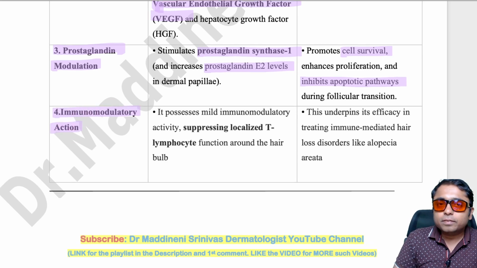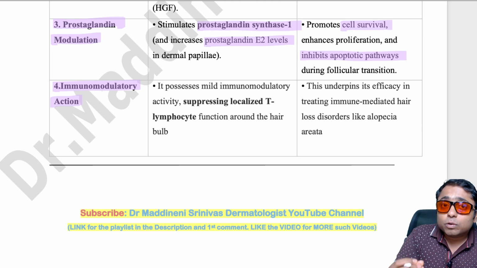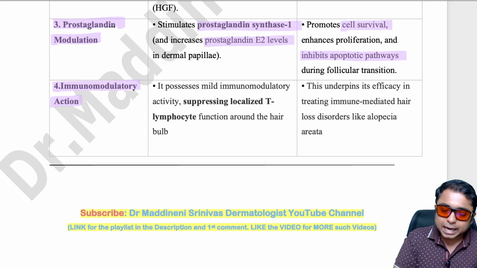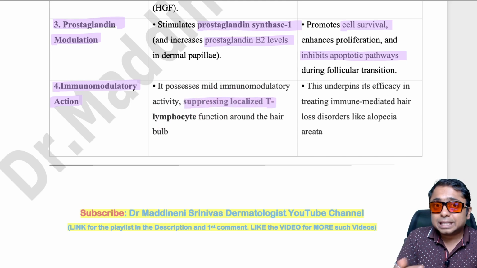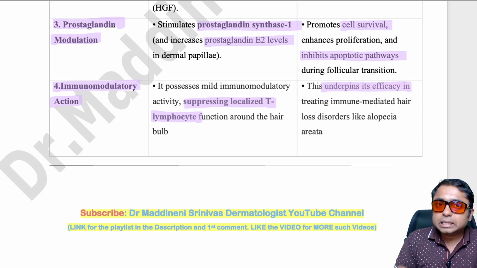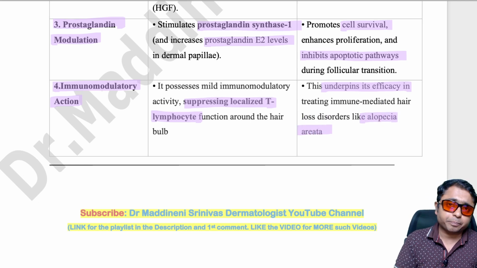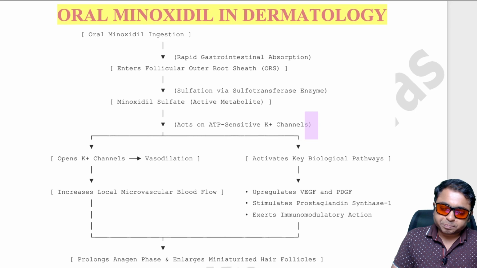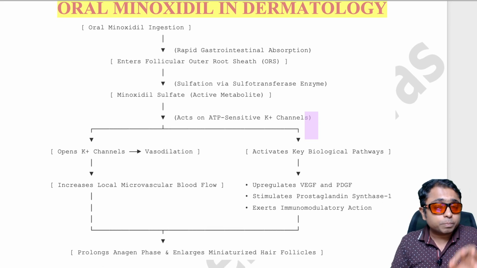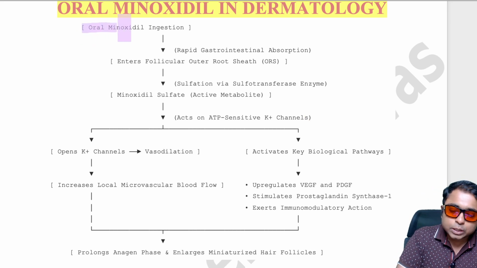Also remember, apart from the hair growth in normal persons, if the individual is having some kind of autoimmunity, minoxidil also has an immunomodulatory action because of its effects of suppressing the T lymphocytes, and thereby this underpins its efficacy in treating the immune mediated hair loss disorders, especially the alopecia areata, right? And not only this, I will also show you that even in the cases of the scarring alopecia also minoxidil has a role. How is it going to have a role? I will tell you. But before this, just to summarize whatever we have seen, oral minoxidil.